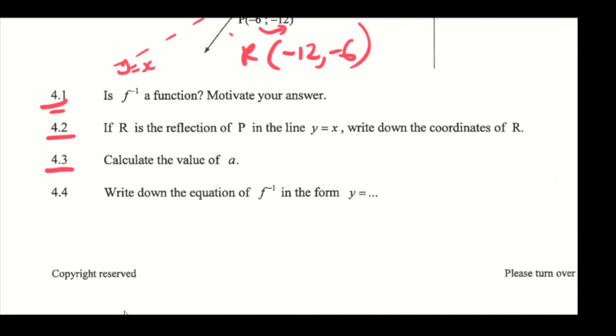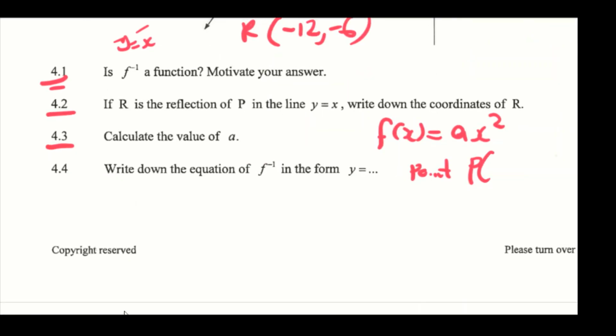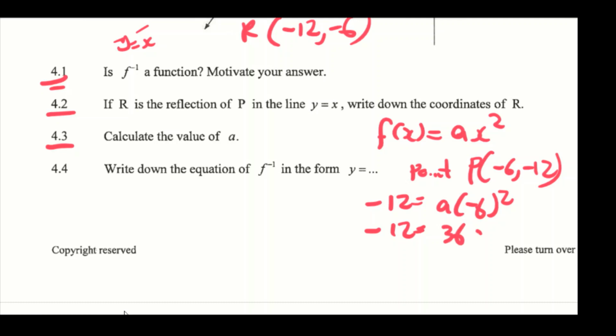4.3, calculate the value of a, right? So we have f(x) = ax squared, right? And we can use a point to find the value of a. The point P, remember that P is passing through the graph of f. So P is actually (-6, -12). So we substitute into the equation. So we have -12 = a times (-6) squared. -12 = 36a, divide by 36 on both sides.